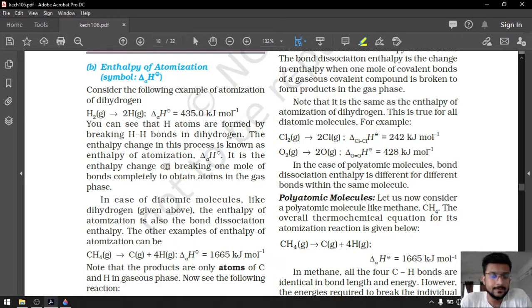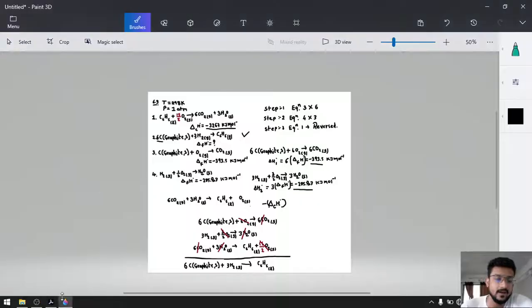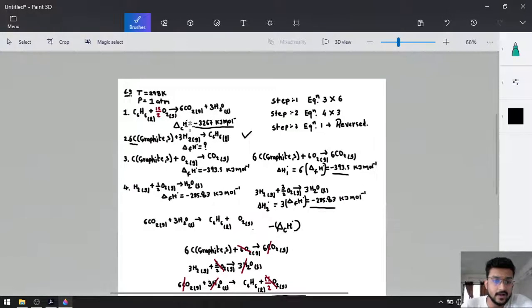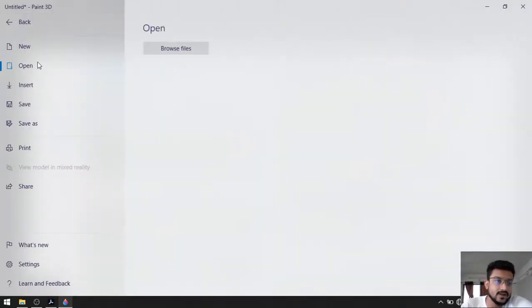Good morning, students. In the previous lecture of thermodynamics, we discussed combustion enthalpy and Hess's law, and with the use of Hess's law, we solved our problem number 6.9. By using the combustion reaction of benzene, the formation reaction of carbon dioxide, and the formation reaction of H2O, we derived the formation reaction of benzene.